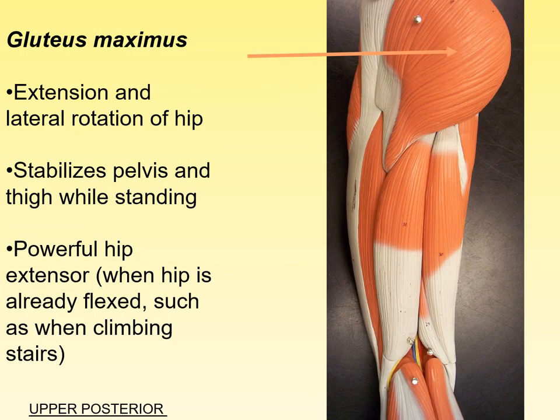The gluteus maximus helps with extension and lateral rotation of the hip. It does help to stabilize the pelvis. It helps to stabilize the thigh while you're standing. It is a very powerful hip extensor. So it helps, like with climbing stairs, certainly.